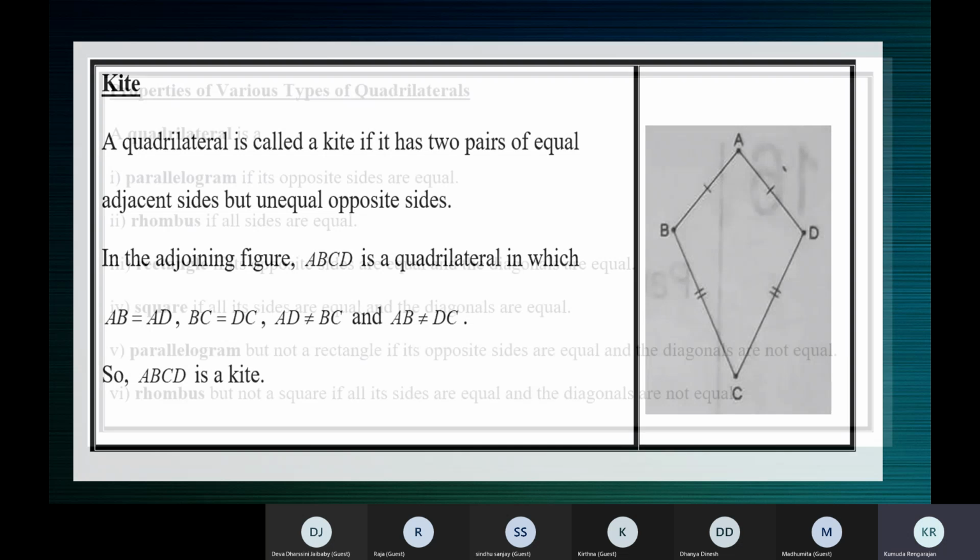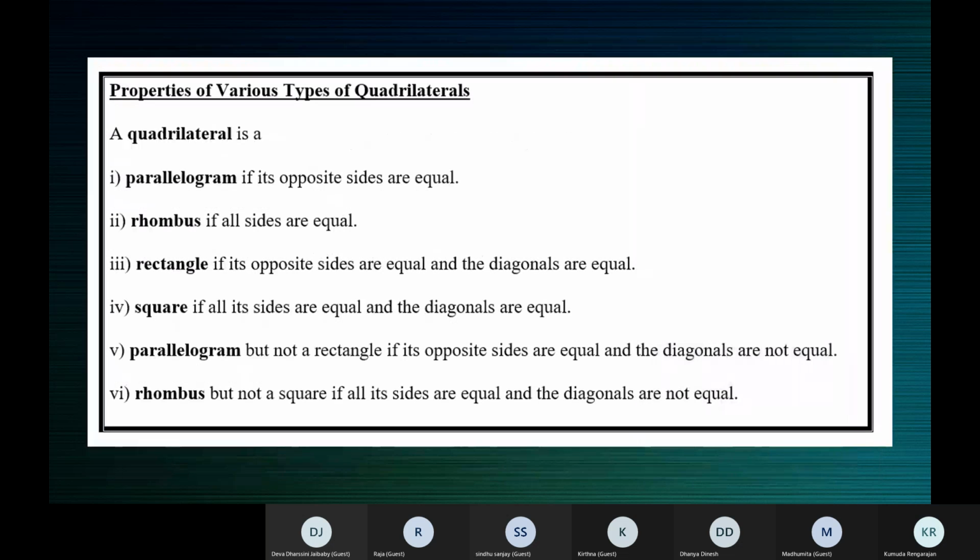All right, children. Yeah, you can understand all this. Take a screenshot and go through this.